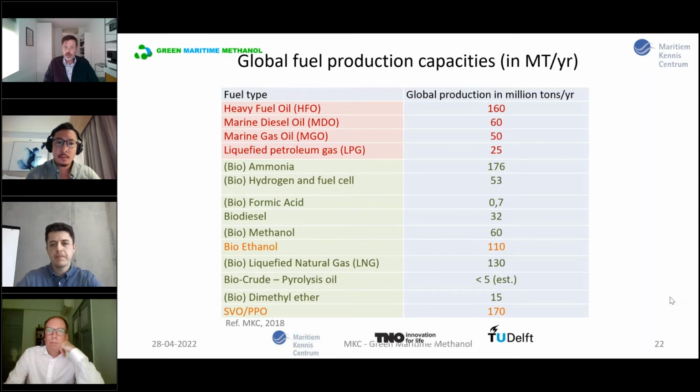Of course, straight vegetable oil is also interesting, but I marked bioethanol, SVO and PPO orange because there's a competition with food in this issue. So these fuels also have their drawbacks, like every fuel has drawbacks, but I think this is really an issue that is addressed, and at the moment I think it's not so easy to use bioethanol or plant oil for fuel. But it gives you an overview of the fuels that are available.